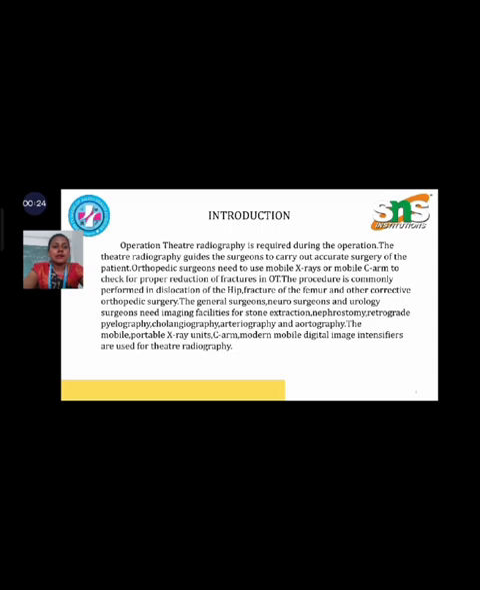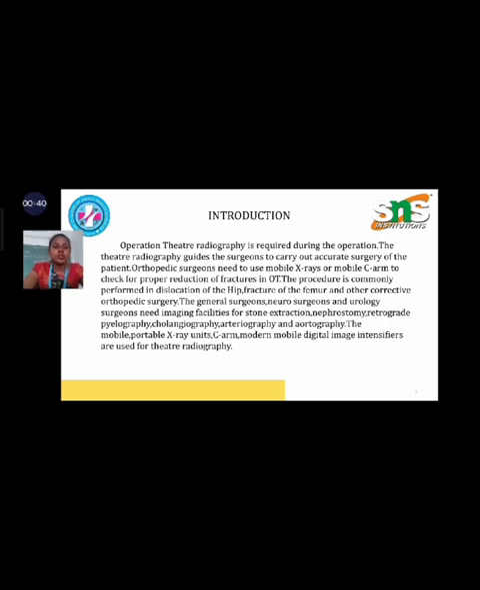Orthopedic surgeons need to use mobile X-rays or mobile C-arm to check for proper reduction of fractures in OT. The procedure is commonly performed in dislocation of the hip, fracture of the femur, and other corrective orthopedic surgery.